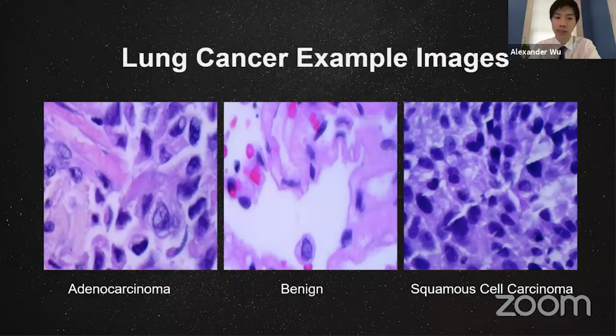On the left, you can see a histo image of someone with adenocarcinoma lung cancer. The middle image is of someone without lung cancer, or benign, and the right is someone with squamous cell carcinoma.